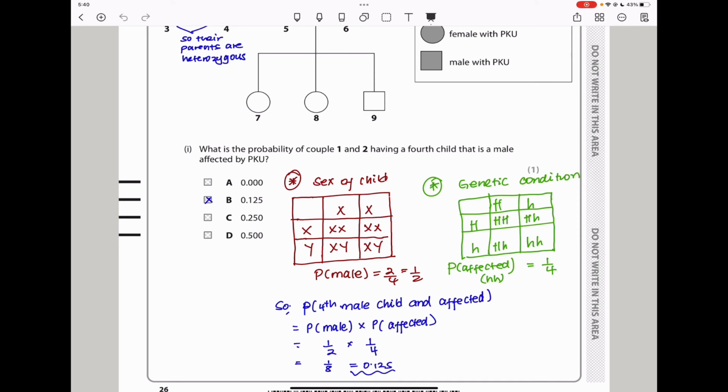Now these parents here, I looked at the probability for the sex of the child. A mother, a father, there is a chance that they can have 2 girls or 2 boys. So it means having a male is going to be a half. That is the probability of male.